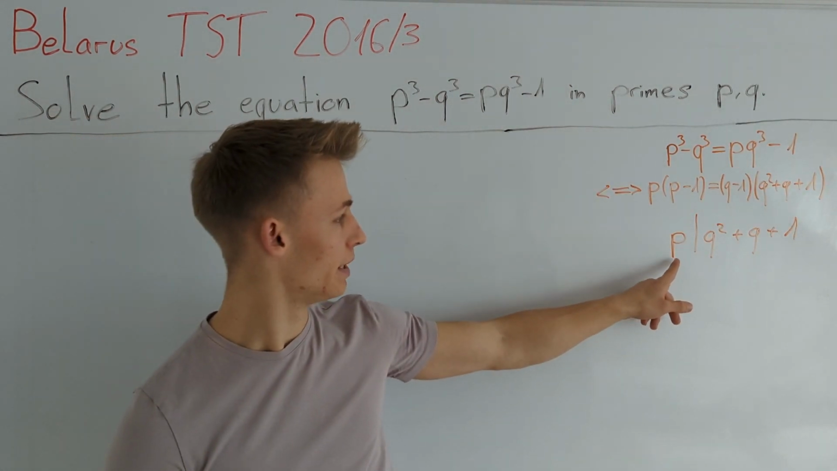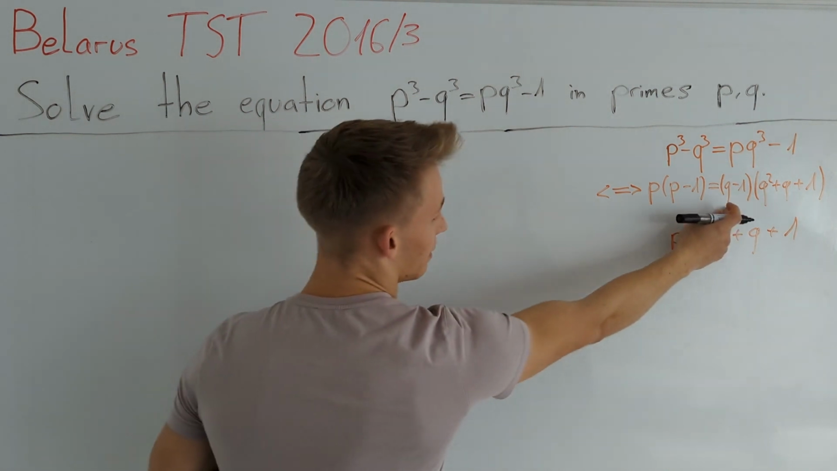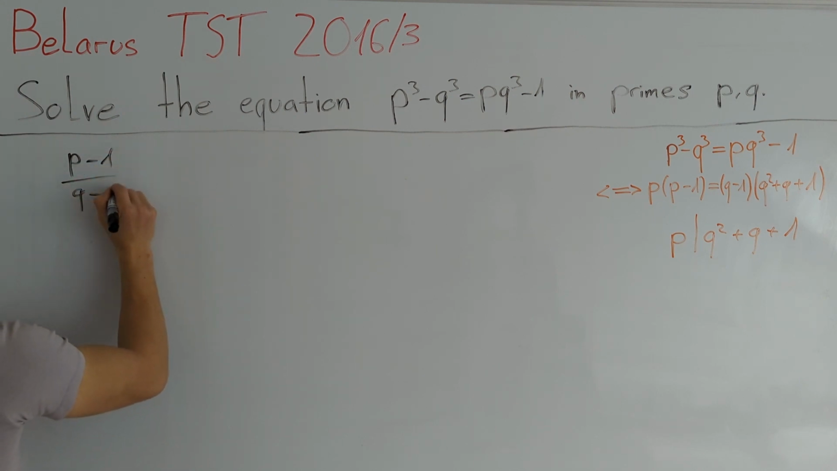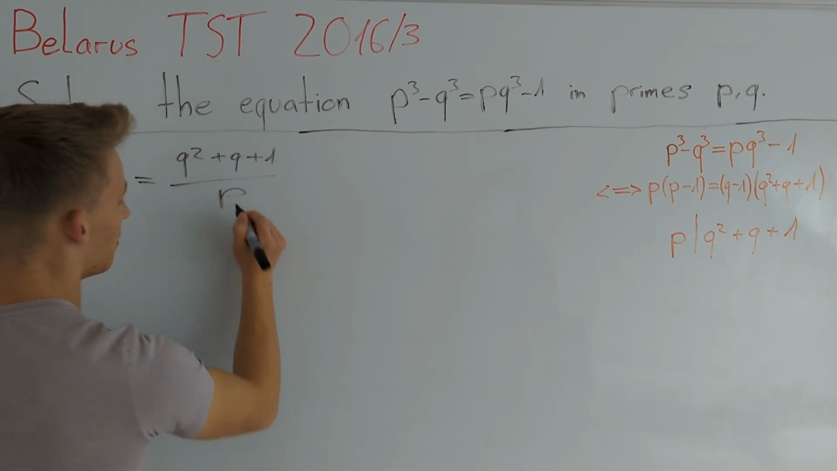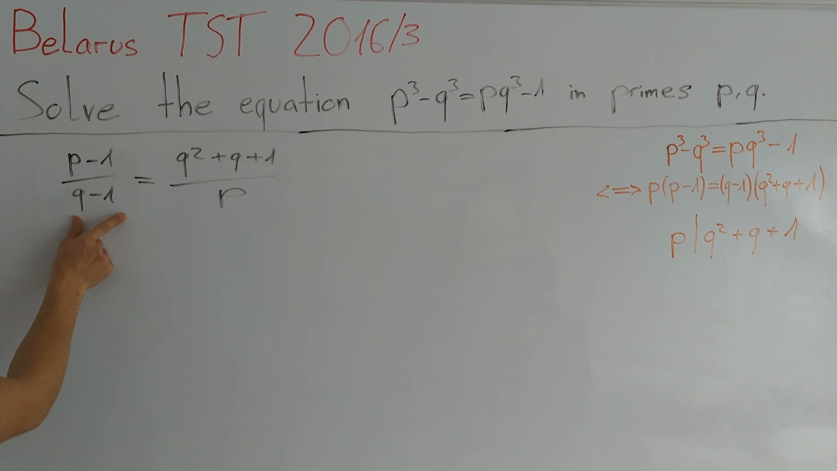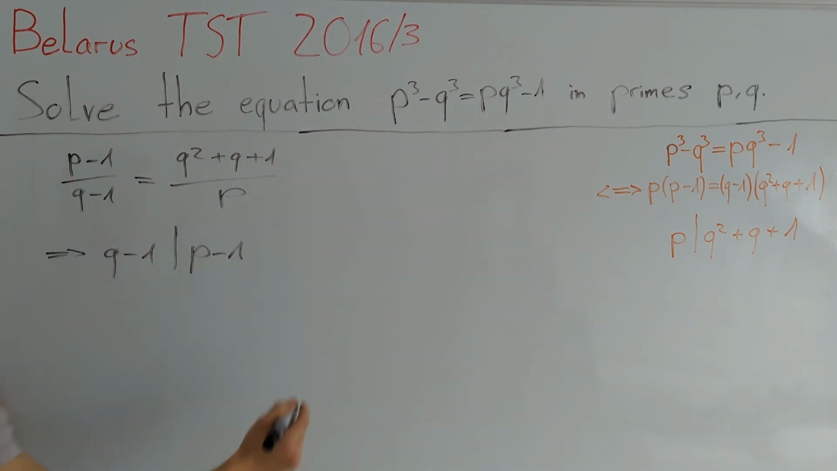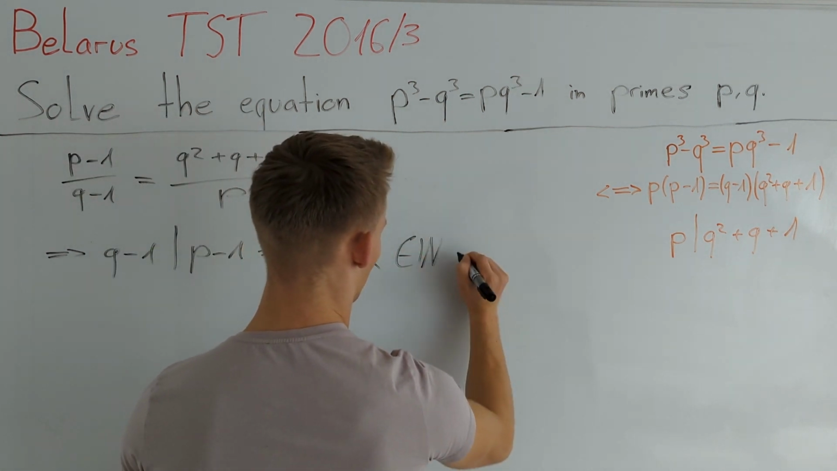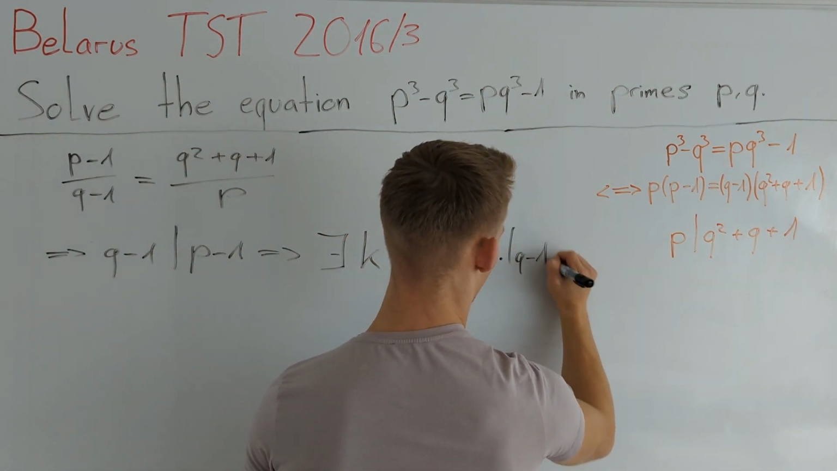Now the information that p divides q squared plus q plus 1 is very useful because at first we can write that this equation here is equivalent to p minus 1 over q minus 1 is equal to q squared plus q plus 1 all over p. And now, since p divides q squared plus q plus 1, we know that this is an integer, therefore this must also be an integer, and we get that q minus 1 divides p minus 1. Therefore, we get that there exists some k from the natural numbers such that k times q minus 1 is p minus 1.